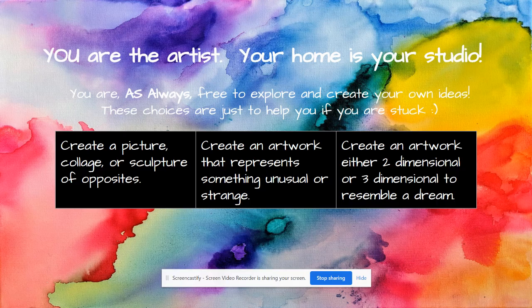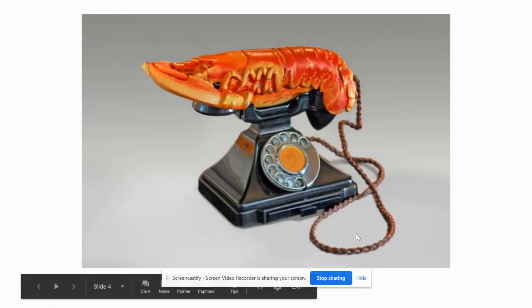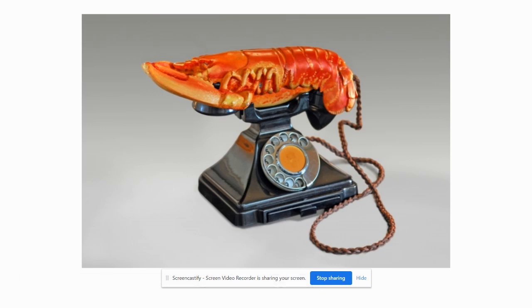What I mean by juxtaposition is to place two objects side by side that don't normally go together. And I'll show you what I mean. Lobster Telephone by the artist Salvador Dali, who is also a surrealist artist, is this idea of juxtaposition. A lobster and a telephone, two things you normally would not see together, but he put it together in his artwork.